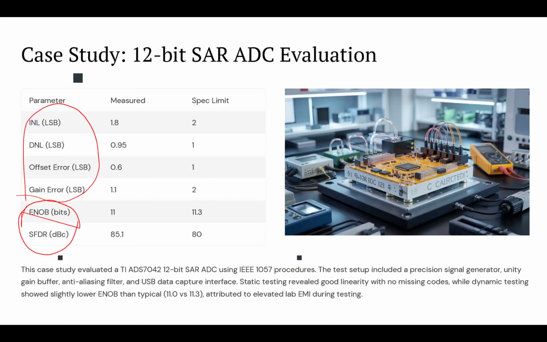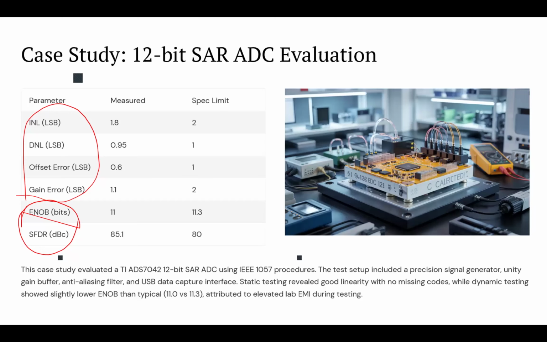Remember, the INL is global, DNL is local. And the highest DNL that we had is 0.95 LSB. We already talked about that. In order not to miss any step or any code, we need to have a DNL in the range of plus or minus 1 LSB. The highest value that we had is 0.95. So again, we pass this requirement.